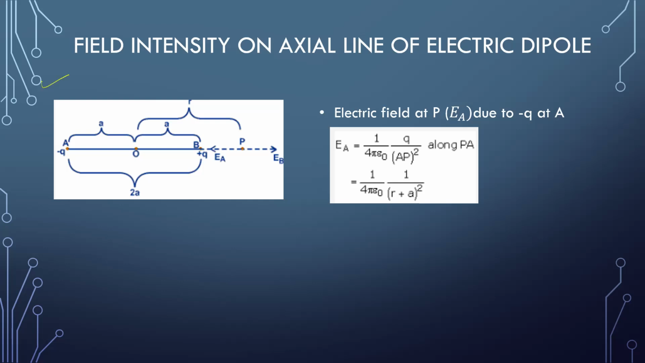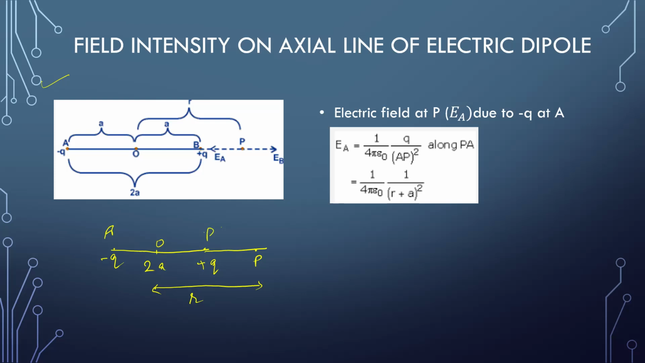So now what we have to do is, we have this particular diagram again, the same diagram which we had in the previous slide. We have this minus q, we have the plus q over here, they are both separated by a distance 2a. This is the point P on the axial line of the dipole. O is the center of the dipole, and OP is equal to r.